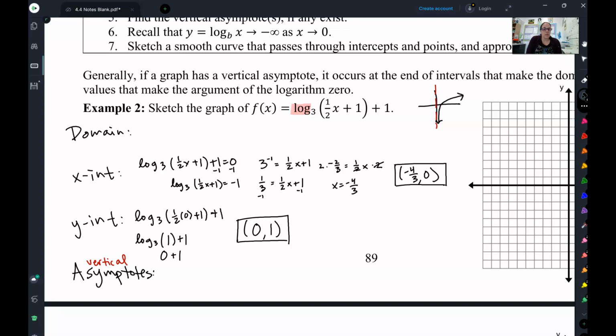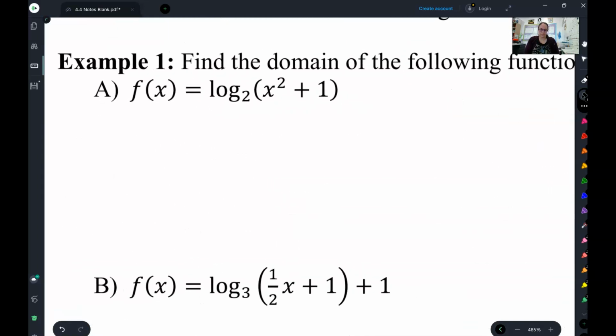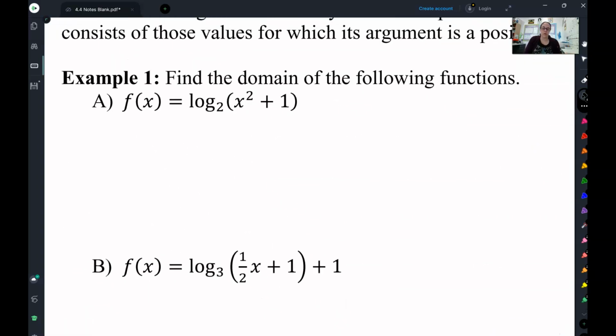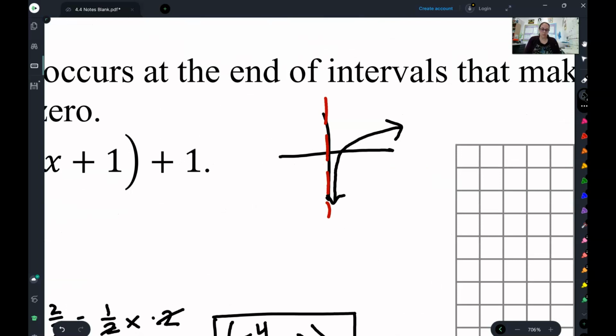Now, domain was probably the trickiest part to find, so we're going to practice finding the domain for a little bit up here. If we look at the domain of the regular graph, the domain is 0 to infinity. That's the part of the graph that is here. It goes from 0 up to infinity. Notice 0 is not included. So basically, this domain is anything greater than 0, which fits.